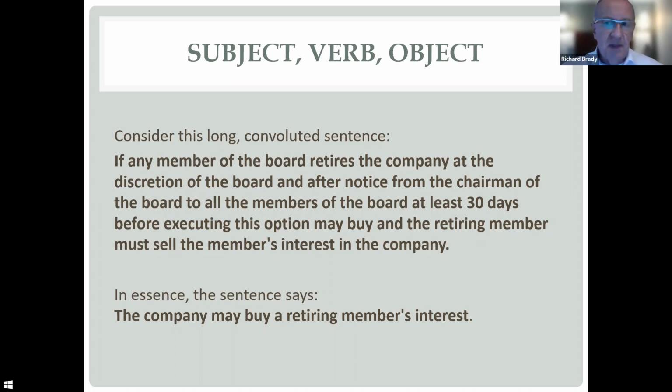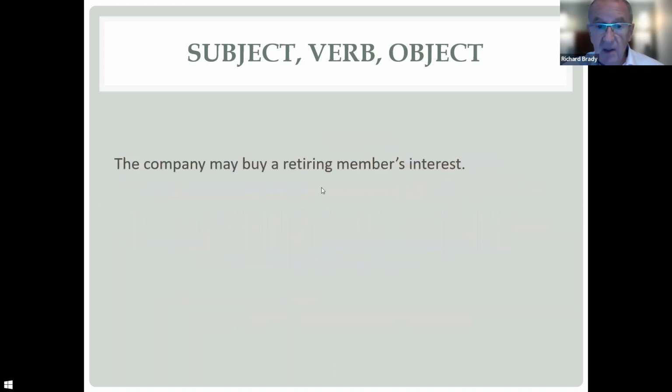Now, notice something. Although these are only slides, it's taken me 5 lines of writing to include this on the slide. So I'm going to break it up into subject, verb, object sentences. Now, the first one is shown at the bottom of the slide. That's the topic sentence. It tells you what you're going to read about in the paragraph. The company may buy, subject, verb, a retiring member's interest. Object, multi-word noun, object. So, there it is.